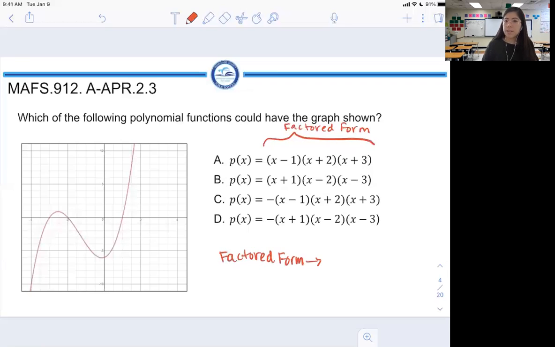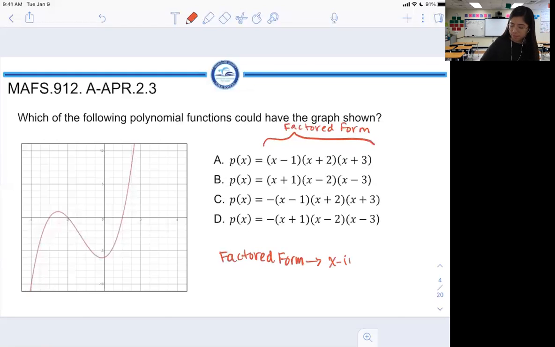What does factored form show us, or what does it make it easy to find? It's not the vertex, because remember, that's vertex form. It is the x-intercepts. So all of these factors allow us to see what the x-intercepts are.